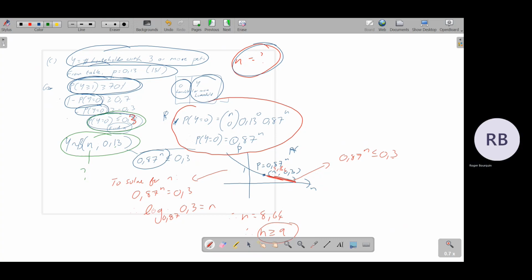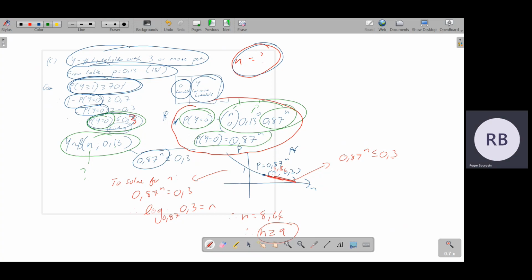So I've got to work out the probability that y is equal to 0. It's a binomial distribution again, so the probability that y is equal to 0 is nC0, using your normal formula, times 0.13 to the 0, times 0.87 to the n minus 0. You need to know this, guys. nC0, the number of ways of choosing nothing, is 1, and anything to the power of 0 is 1. So 1 times 1 disappears, and you're left with 0.87^n. So the probability y is equal to 0 is 0.87^n.